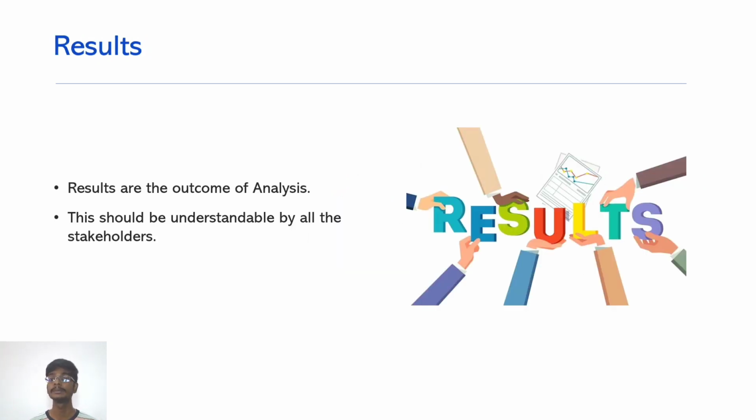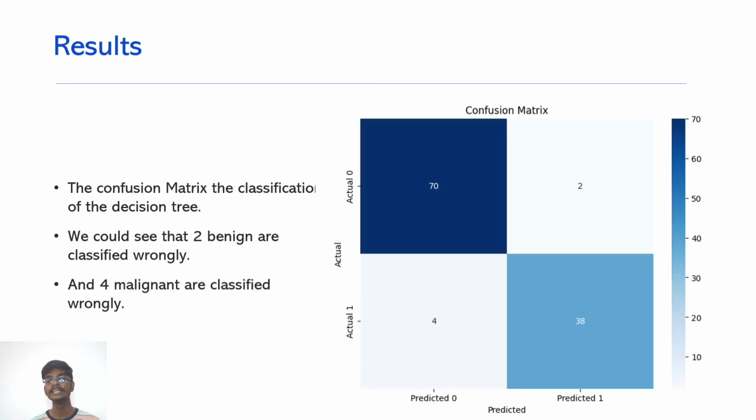Next, the result. It's the most important thing in each and every project. Let's see. Here, this plot is called a confusion matrix. It will display whether the model predicted well or not. Over here, we should know two terms: benign and malignant. Benign means the person is not affected by cancer. Malignant means the person is affected. In this confusion matrix, the y-axis shows the actual values and the x-axis shows the predicted values.